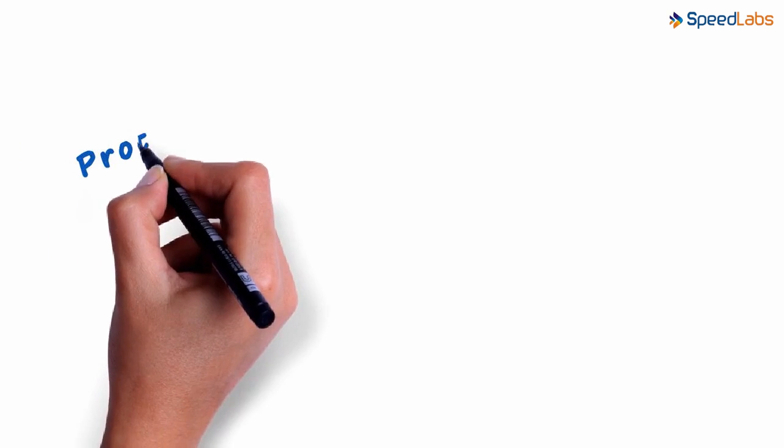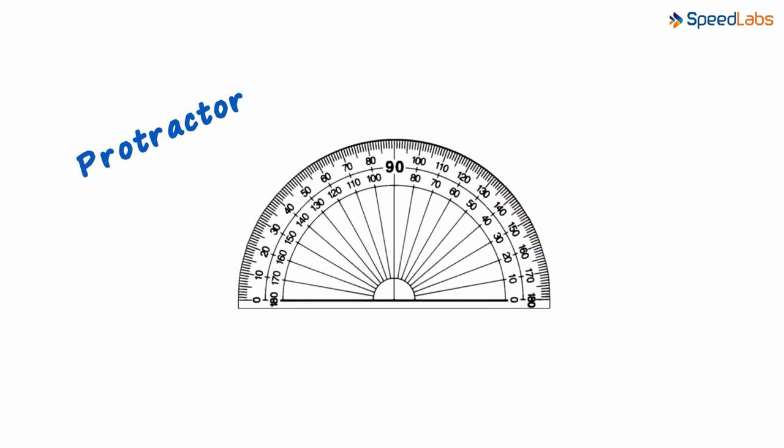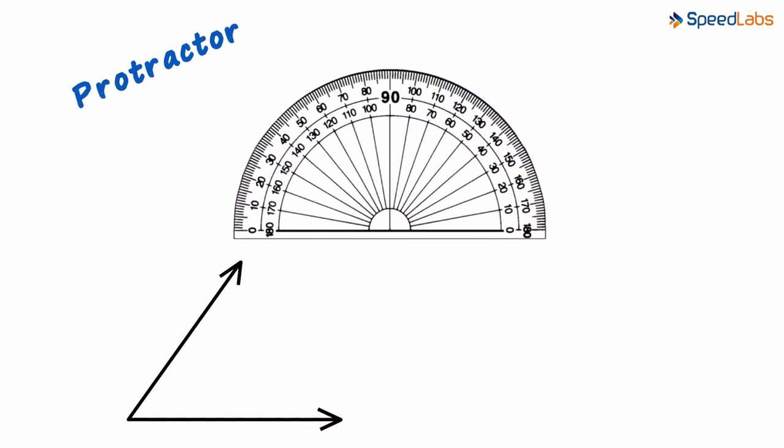How do we measure or draw angles in our notebook? We use something called a protractor, and it looks something like this. The numbers you see on the protractor are degrees. First, let's see how we can measure angles using a protractor. Let's say we want to measure this angle.